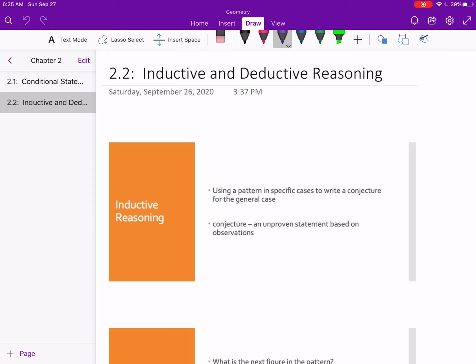This is section 2.2, inductive and deductive reasoning. So inductive reasoning is where we use a pattern in specific cases to write a conjecture for the general case. And a conjecture is just some unproven statement based on observations.